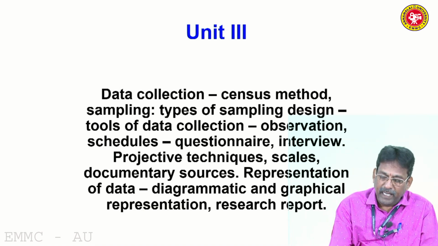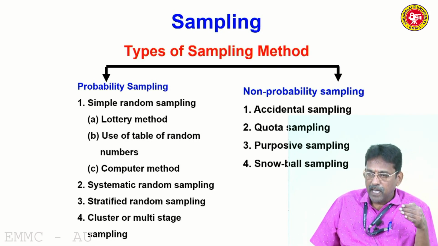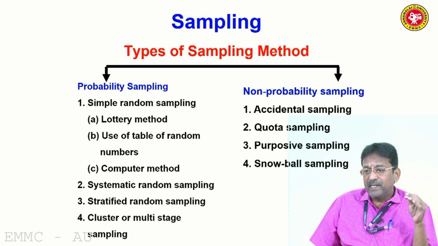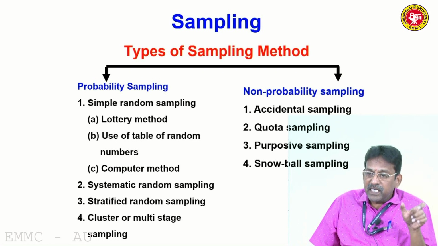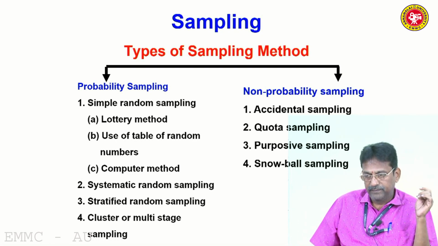Then what is sampling? First we can see what is a sample. A portion selected from the universe or total population is called a sample. Then what is sampling? Selecting a portion representatively from the universe or total population is called sampling.